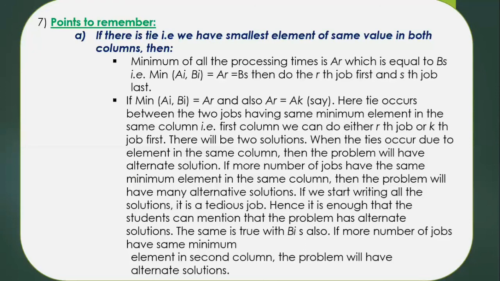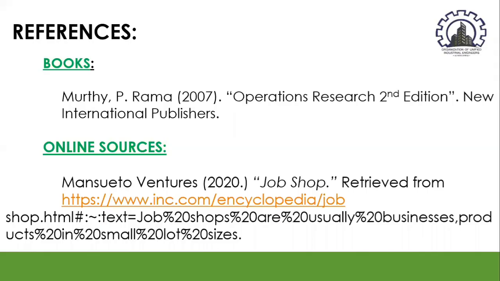And therefore, it is enough that the students can mention that the problem has alternate solutions, okay? And the same is true with B sub i's also. If more number of jobs have the same minimum element in second column, the problem will have alternate solutions as well.